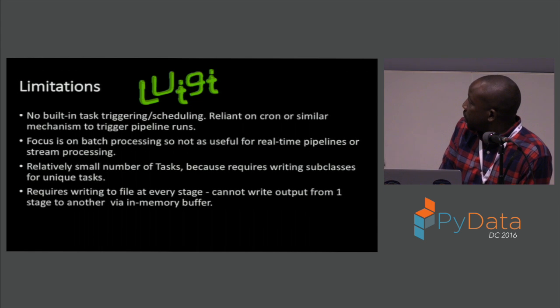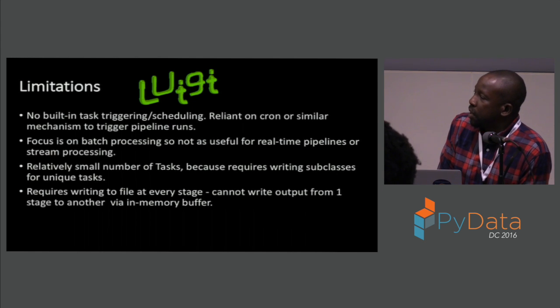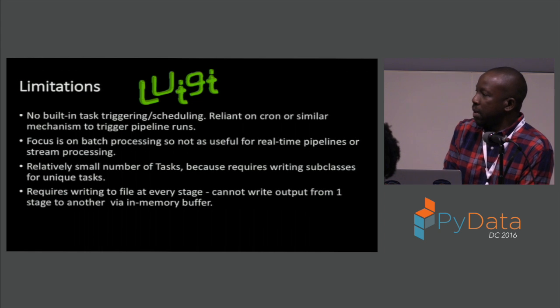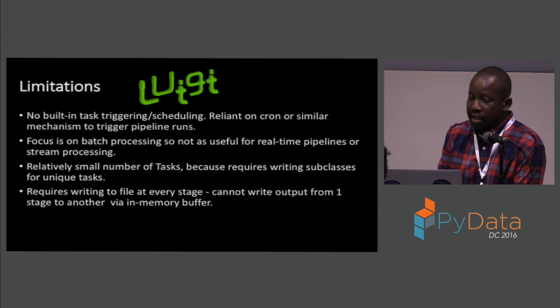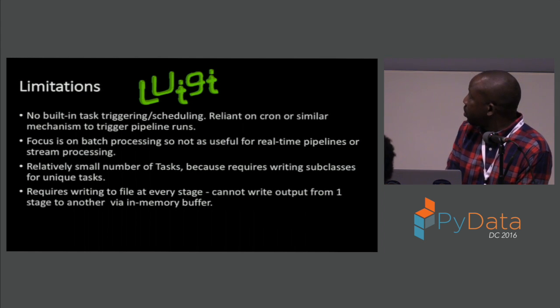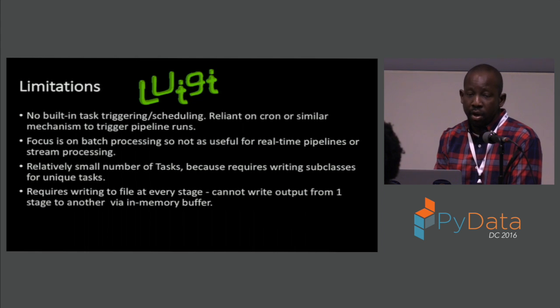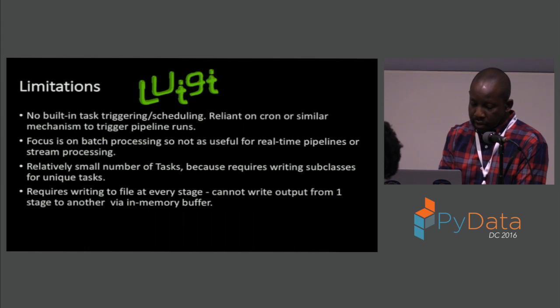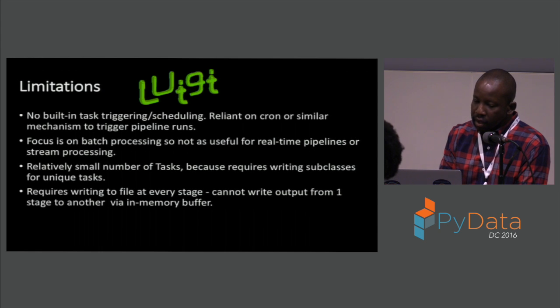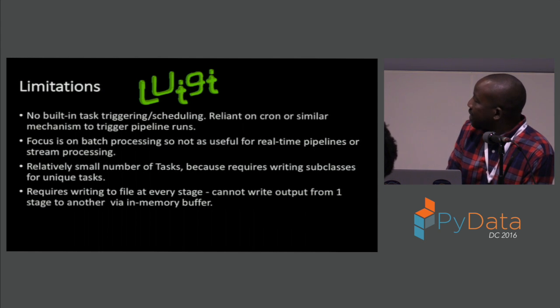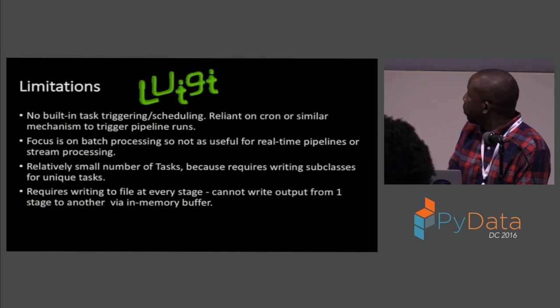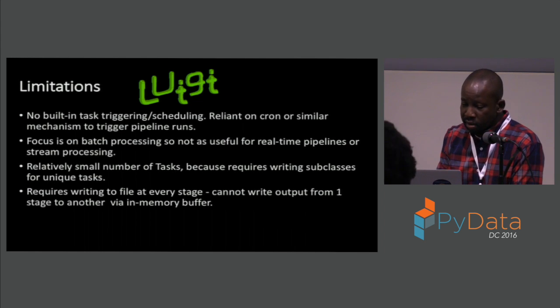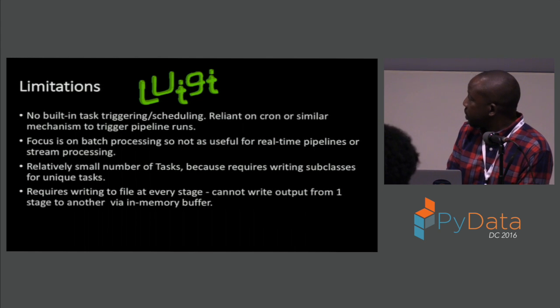So some of the limitations: we don't really have a built-in task triggering mechanism. Basically we have to rely on a cron or some other scheduler to trigger a pipeline run. The focus is batch processing, I guess all of these tools are focused on batch processing, so it's not as useful for stream processing or real-time pipelines.